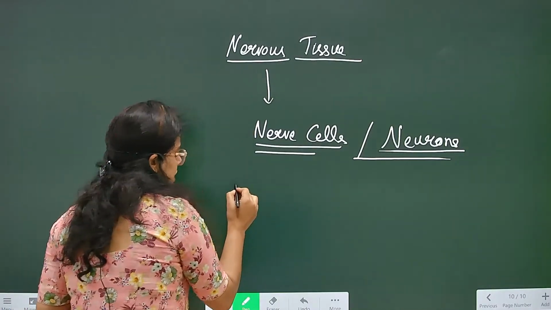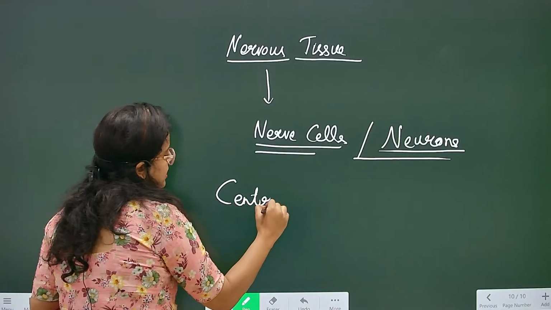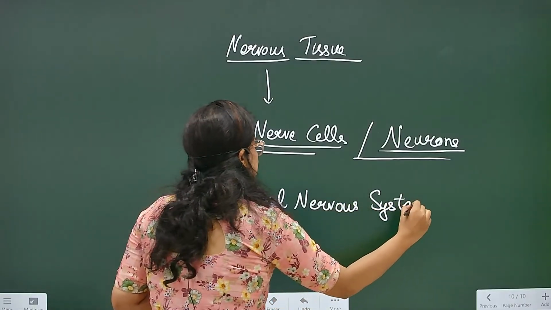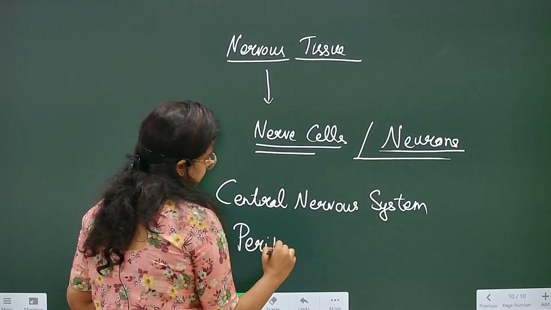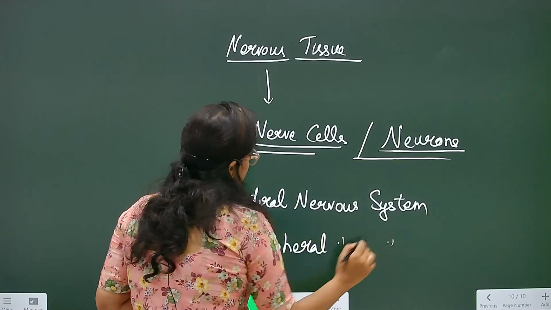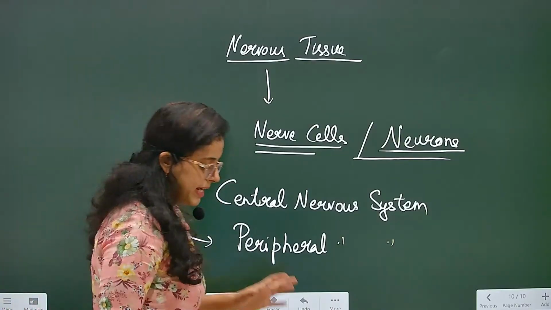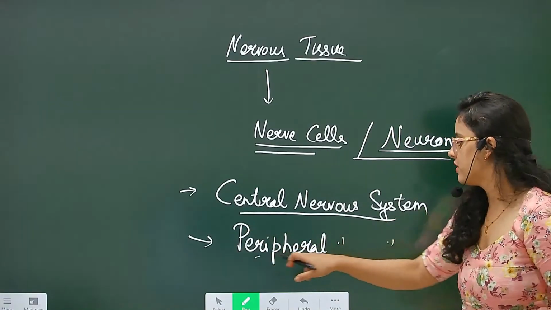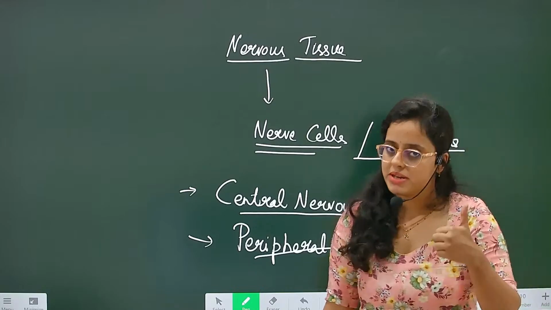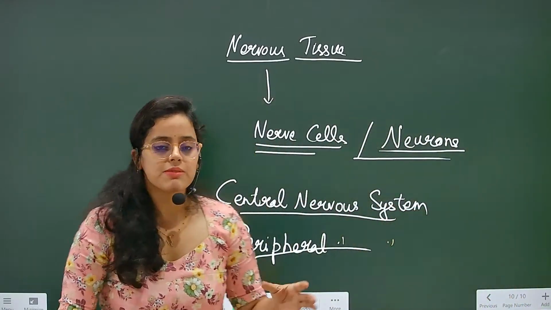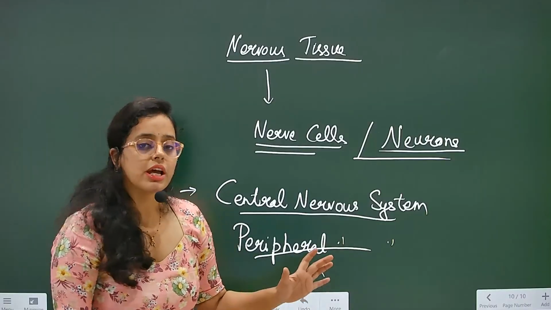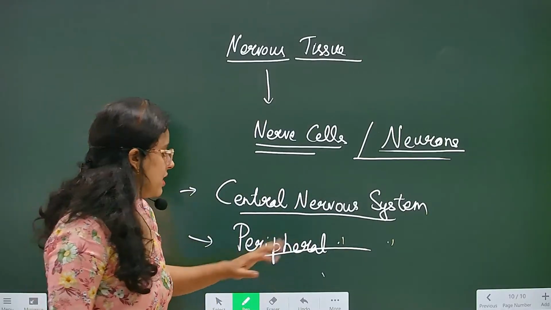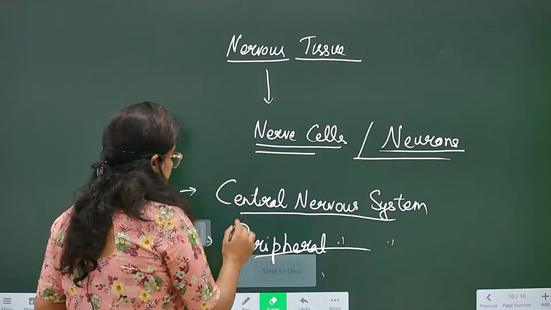Now where exactly is the nervous tissue present? Central nervous system, CNS, and peripheral nervous system. So the central nervous system and peripheral nervous system are made up of nerve tissue, nerve cells. The central nervous system consists of brain and spinal cord, and the peripheral nervous system consists of neurons or nerve fibers which are connecting the external environment or sensory organs to the brain and spinal cord. This is the peripheral nervous system. About this we are going to learn in our next classes.